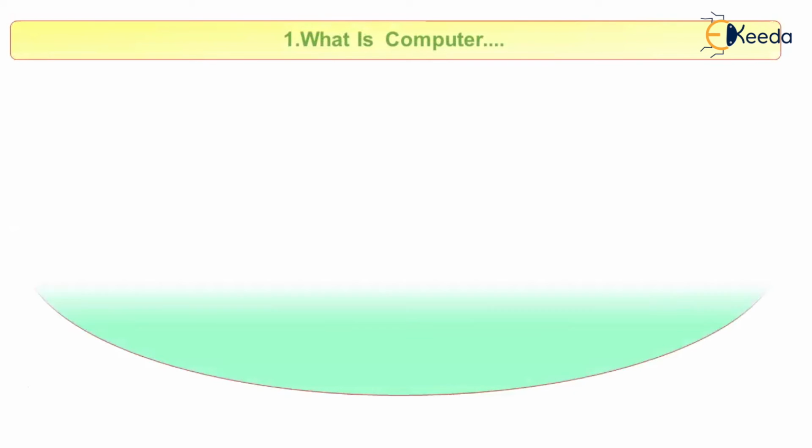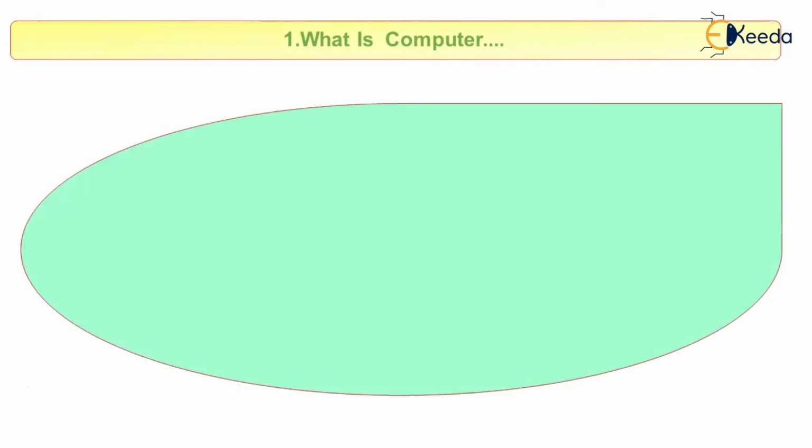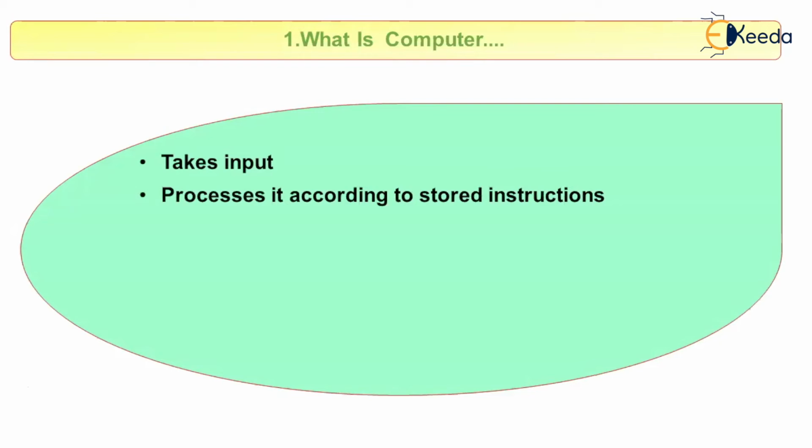So, first let us understand what a computer is. When you say what is a computer, it takes the input, it processes the input according to the stored instructions, and it gives you the desired output.